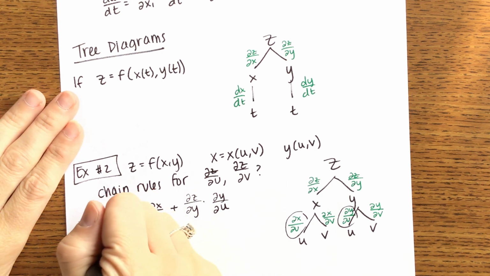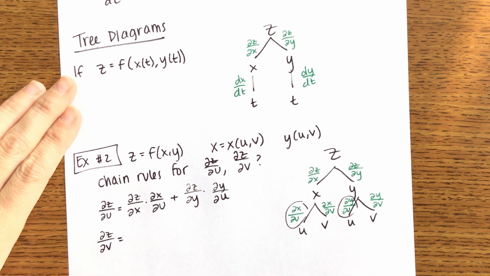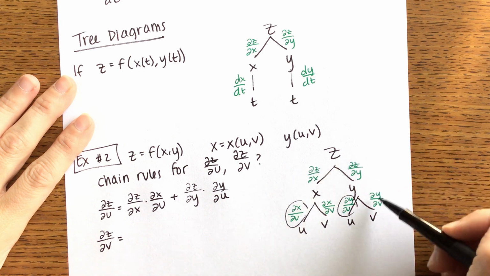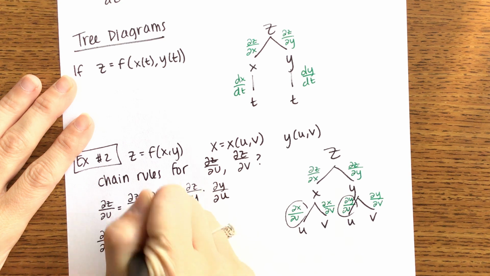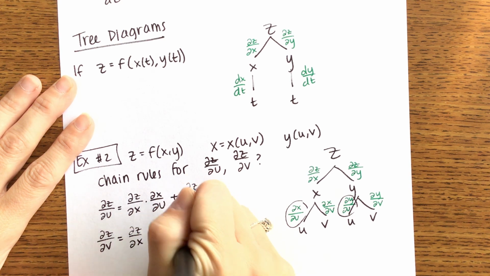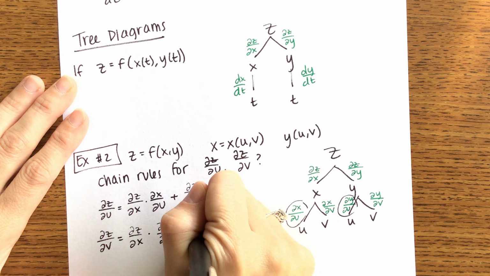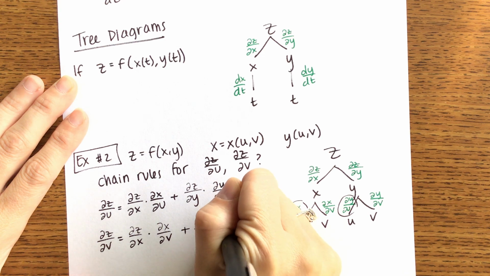Same idea when you're doing the partial of z with respect to v. So you're going to have to get down to this v and then get down to this v. So it'll be partial z with respect to x, and then this time partial x with respect to v. And then we have partial z with respect to y times partial y with respect to v.